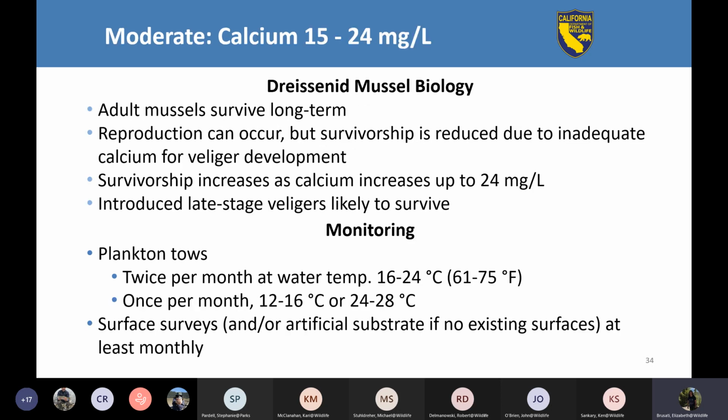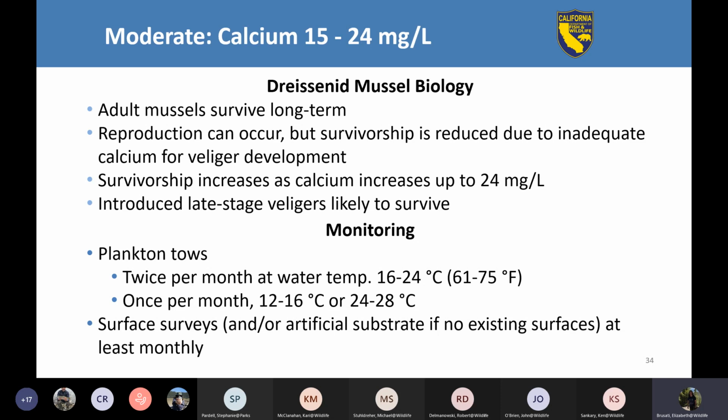Now, if your calcium is what we consider moderate, that's 15 to 24 milligrams per liter, then adult mussels can survive long term. There will be reproduction, but the survivorship will be reduced because there's inadequate calcium for veliger development. The survivorship, however, will increase the closer you get to that 24 milligrams per liter measurement. And so late stage veligers that are introduced are likely to survive. The monitoring we recommend in this case is the same as for the higher calcium level. Again, the plankton tows, twice or once per month, depending on water temperature, plus surface surveys and/or artificial substrate surveys.